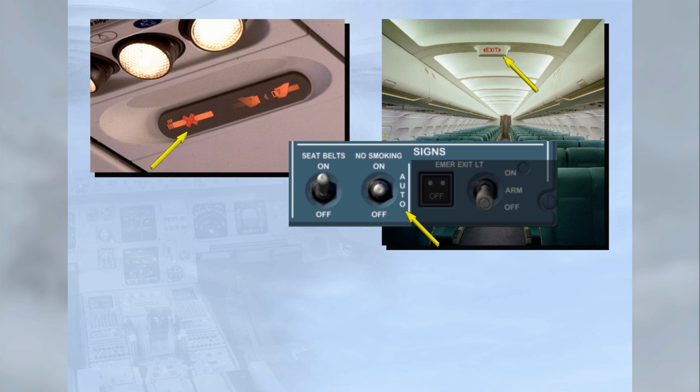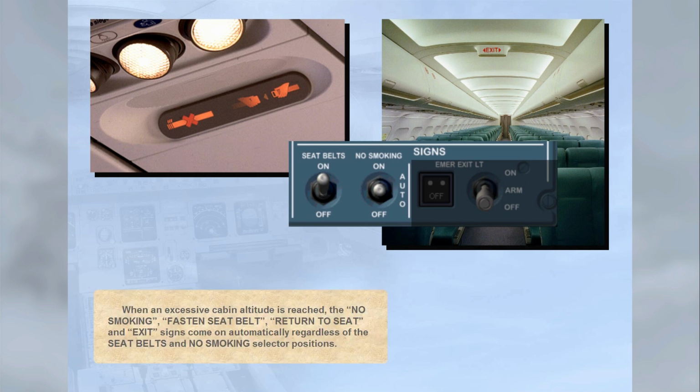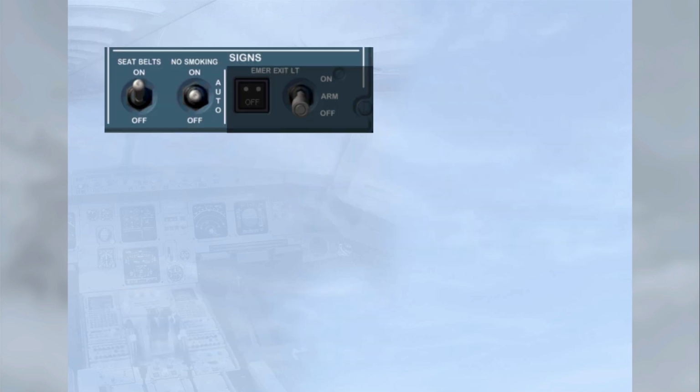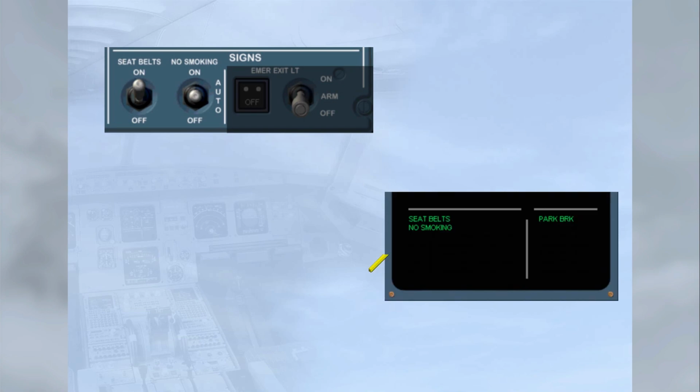The auto position causes the no smoking and exit signs to come on when the landing gear is extended and to go off when the gear is retracted. A low-tone chime sounds in the cabin when the signs come on and go off. When an excessive cabin altitude is reached, the no smoking, fasten seatbelt, return to seat and exit signs come on automatically, regardless of the seatbelts and no smoking selector positions. When the seatbelt signs are on, or the no smoking signs are on, an associated memo message appears on the engine warning display.